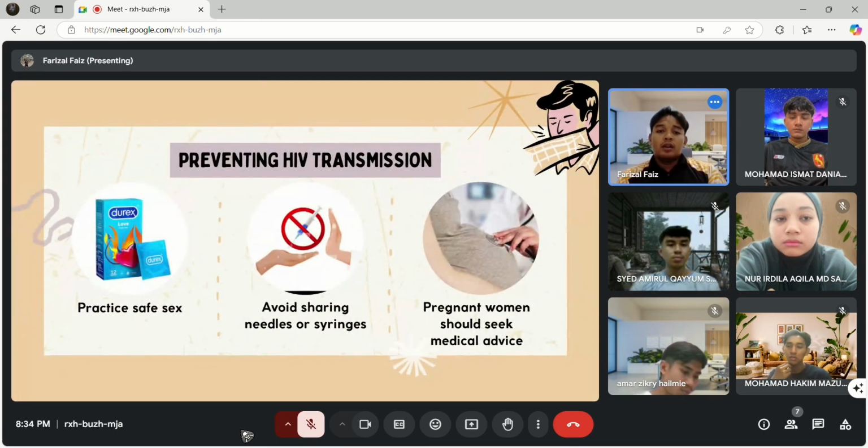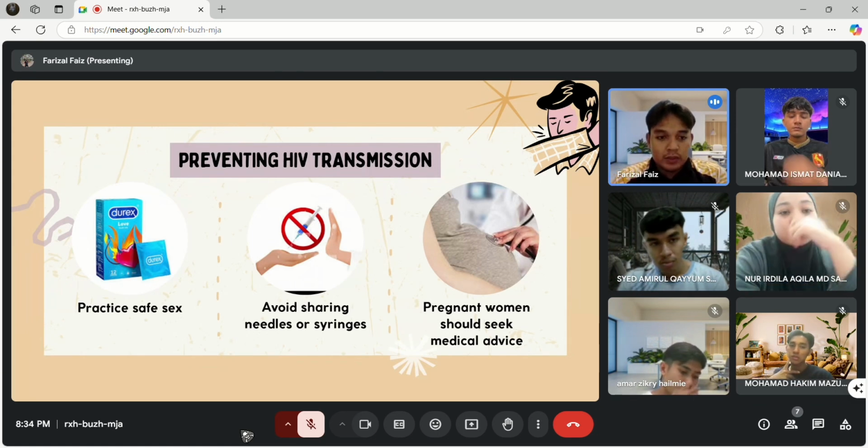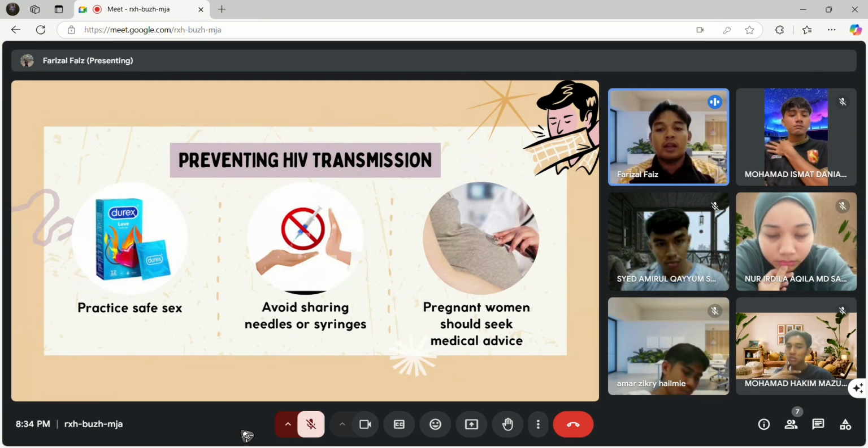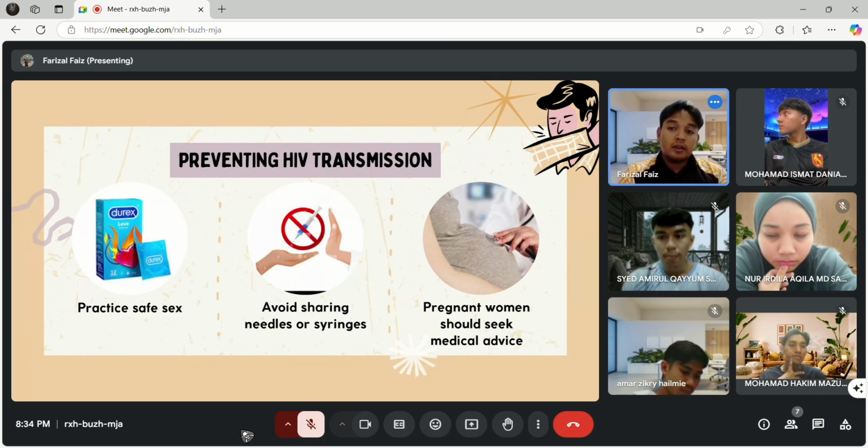Okay, for preventing HIV transmission, we have three ways. The first is practice safe sex. The second one is avoid sharing needles or syringes. And the last one is pregnant women should seek medical advice. Okay.